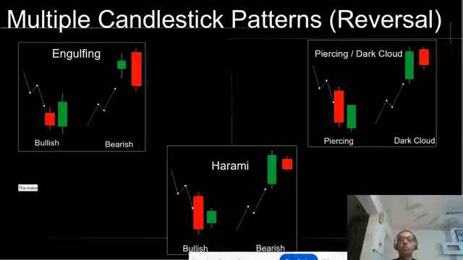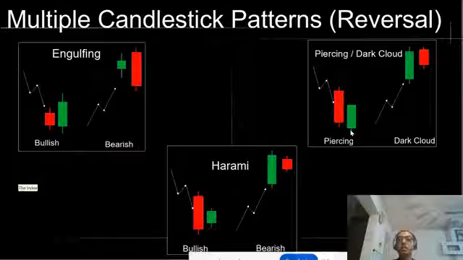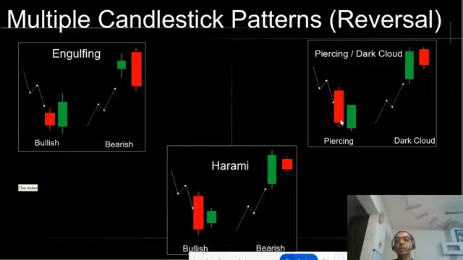The third pattern is called a piercing pattern. Again, a downtrend, a big red bearish candle, and then the price opens below the previous close, right? That is good news for sellers, those who are selling and earning profit. However, bulls came in and started pushing the price up, and this price usually goes beyond 50% of this red candle. If it goes beyond 50% of this red candle and closes there, this is called a piercing pattern. The opposite is the dark cloud.